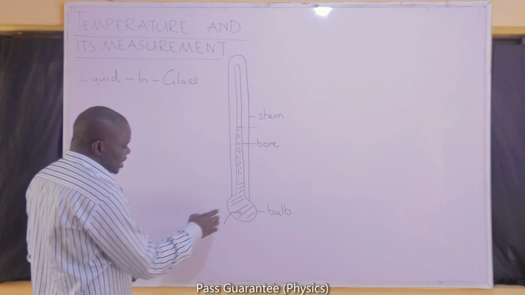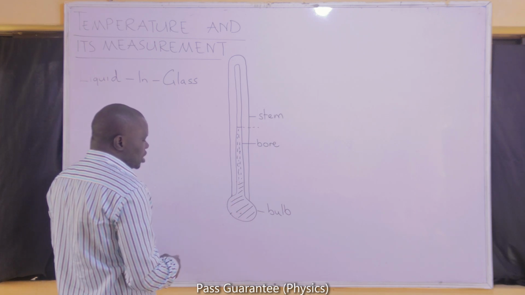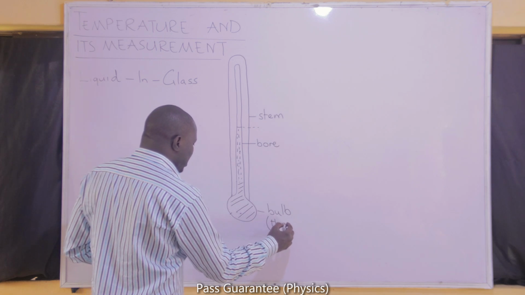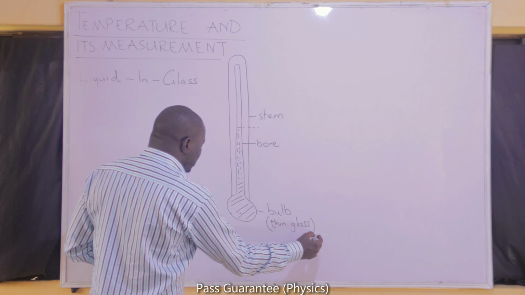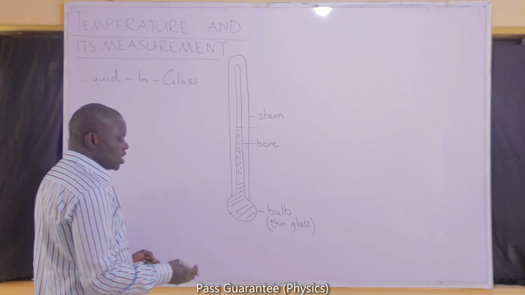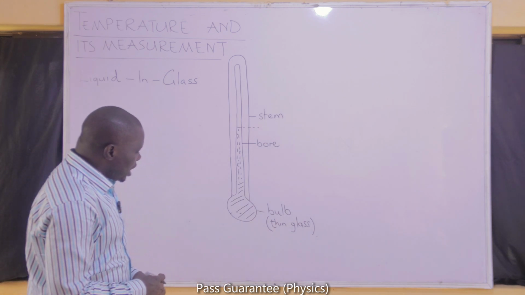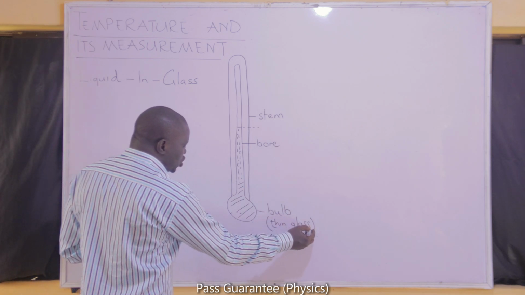But why are they necessary, and what are the important things to note about it? Number one, the bulb must be made of thin glass. Very thin. So thin, if you hold it too tightly, it can break. And why is that necessary? Because glass itself is an insulator.